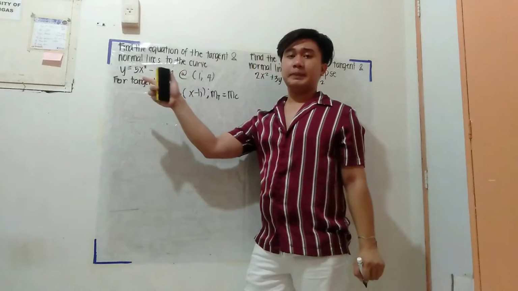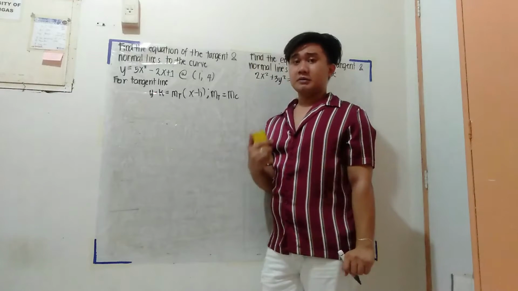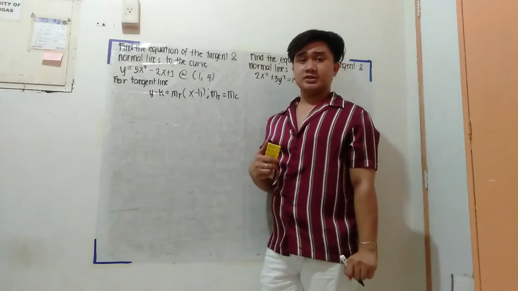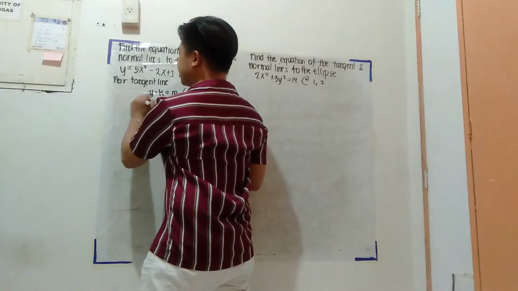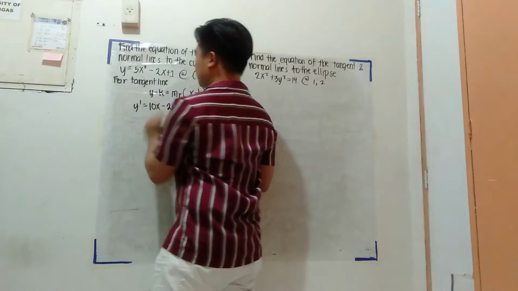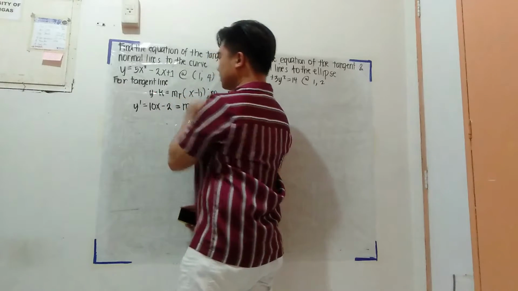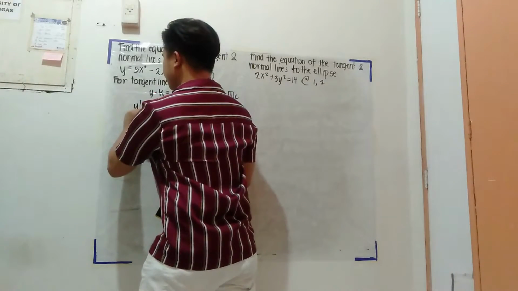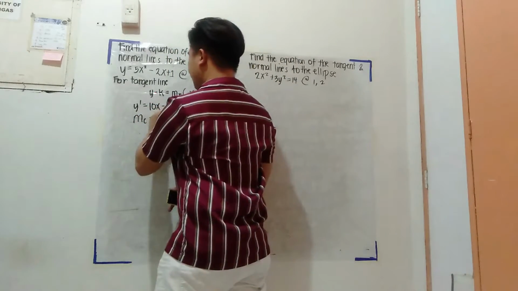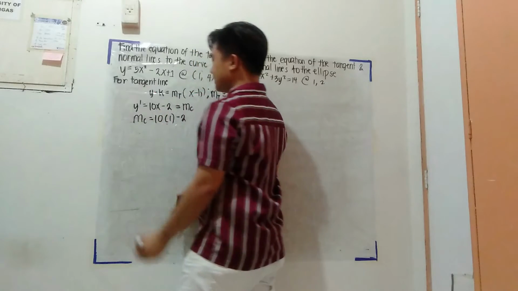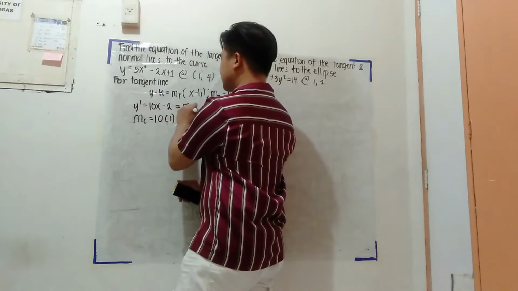Ito po. So, paano ba makukuha ang slope pag binigyan ka ng equation? I-differentiate mo. Bakit nga po? Dahil ang slope is the first derivative of your equation. So, to get y prime, that is 10x minus 2. So, that is the slope of the curve. So, m_C is equal to 10 times, ano yung value ng x? 1. So, 10 times 1 minus 2. 10 times 1 is 10, minus 2. That is equal to 8.